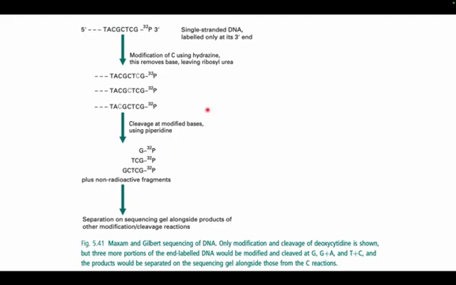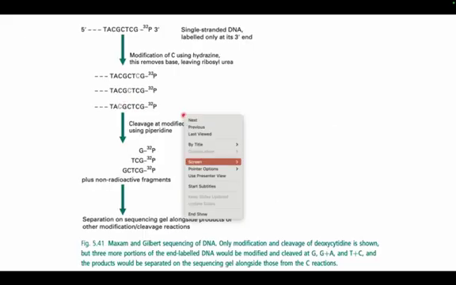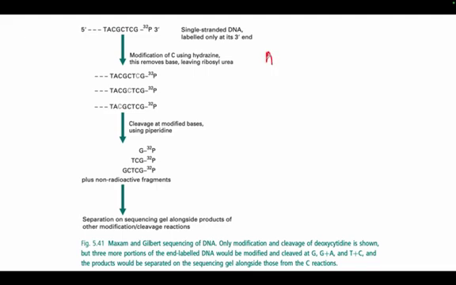Now this is just one of the 4 reactions. This is the reaction that will give us the position of C's in the sequence. If we run all 4 reactions side by side, what it will give us is the position of all 4 of the products. So the reactions we would have would be A plus G, G, T plus C, and C. And then we will run a gel using fragments from all 4 of these reactions.